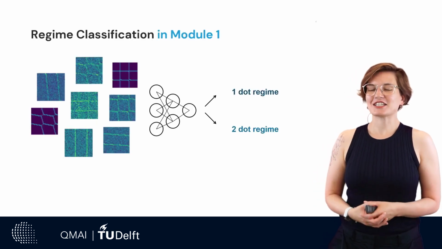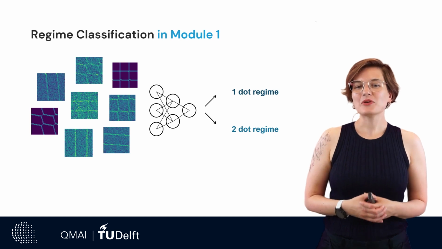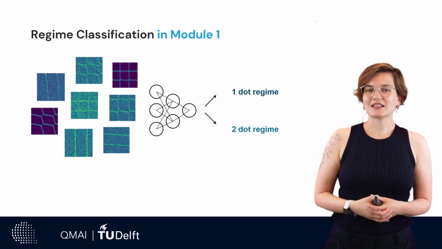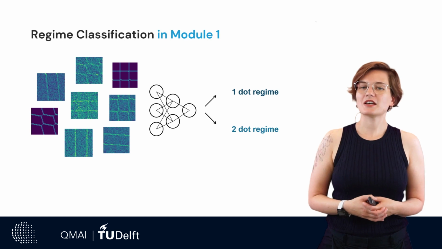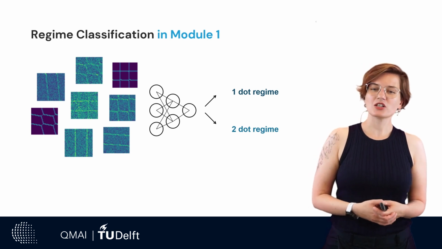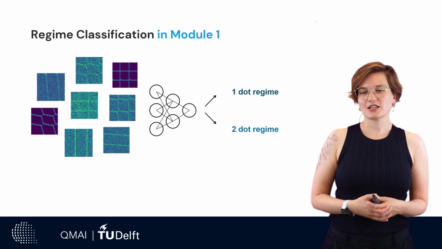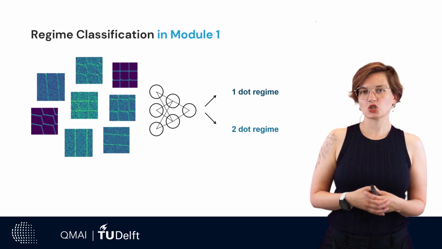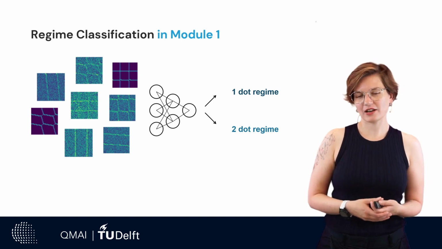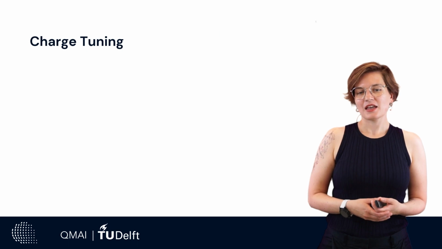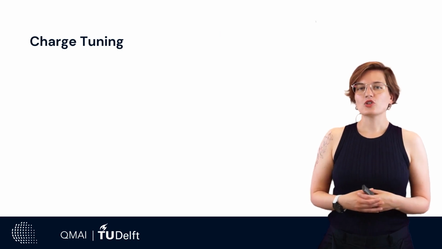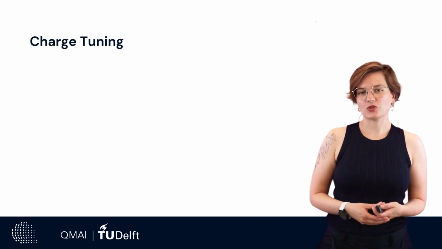So, just a quick recap. In Module 1, we learned that classifying a regime the quantum dot is in, single dot, double dot, is just a simple two-class supervised neural network learning task. Now we are going to move on to something called charge tuning.